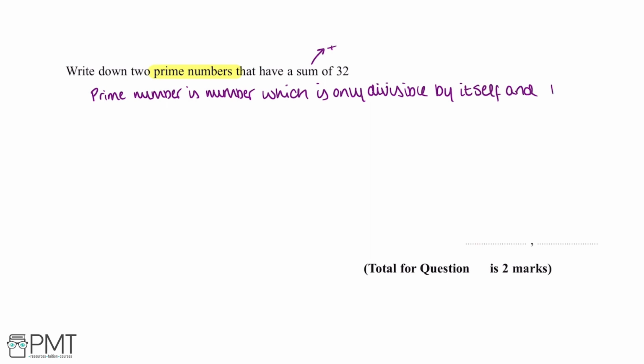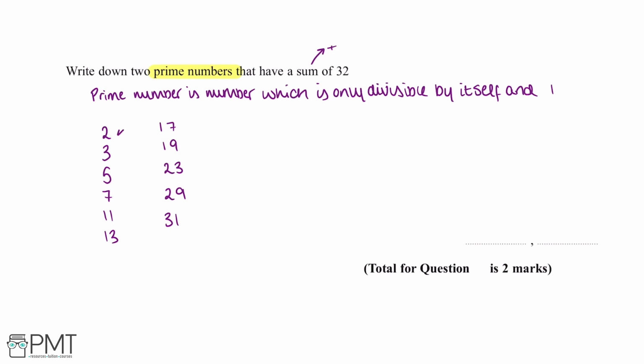So we can start off this question by writing down all of the prime numbers between 1 and 32. Now this is a list of all of the prime numbers between 1 and 32. So now what we can do is try different combinations of these numbers and see if they add up to 32. So if we start with 2, there is no number in this list which we can add to 2 which would give us 32.